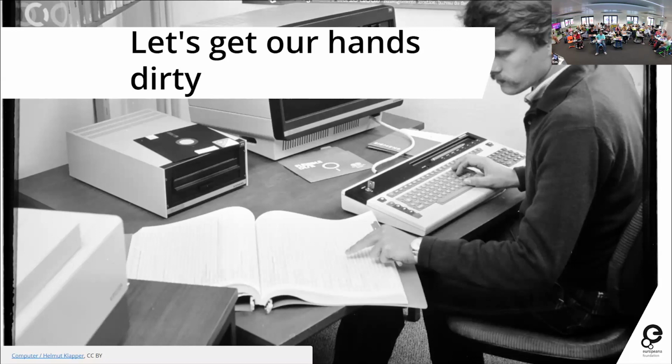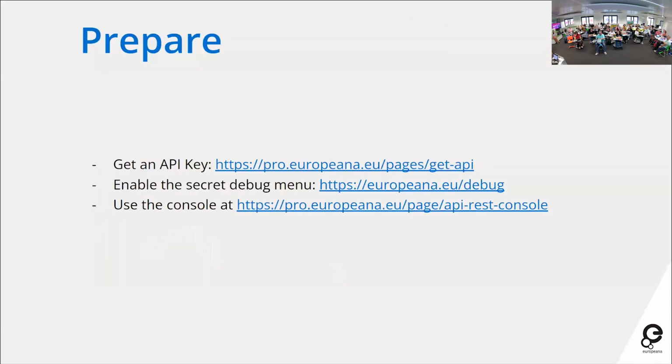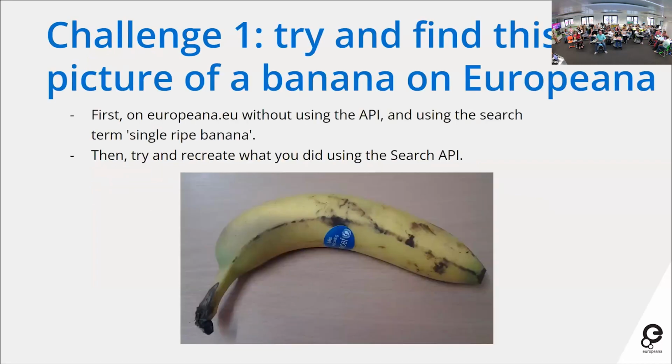So we'll start real slow and real simple. Let's prepare. We've done this. We've gotten an API key. Well done. We've enabled the debug menu. Great. We might use the console. I'll use the console on my screen, but you can also use the API requests that you just learned to use on Europeana.eu. So once we're prepared, challenge number one: let's try and find this banana on Europeana.eu, just using our search, and then we're going to try and find the same banana in the API.